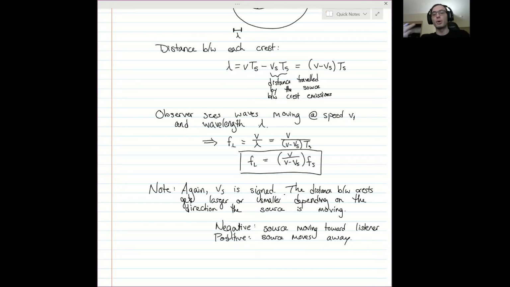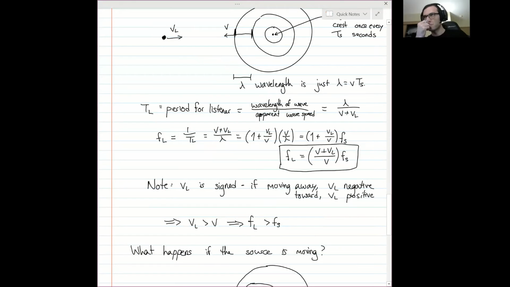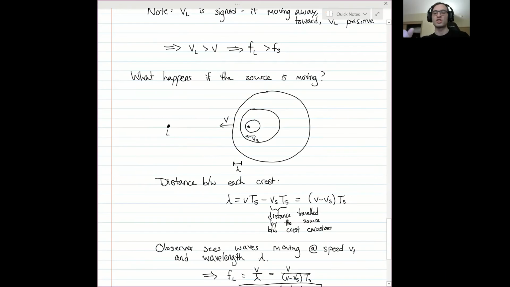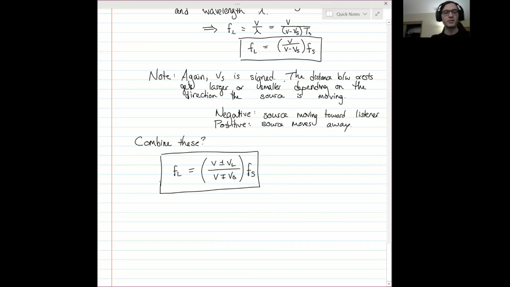And in fact, we can combine both of these effects into the general Doppler effect. The way we do that is just by noting that if the listener is moving, it just changes the numerator, and if the source is moving, it just changes the denominator. And so the frequency that the listener hears is V plus or minus VL divided by V minus or plus VS times F sub S. And now we have to be careful with this equation. We have to know when to use the positive and negative signs.